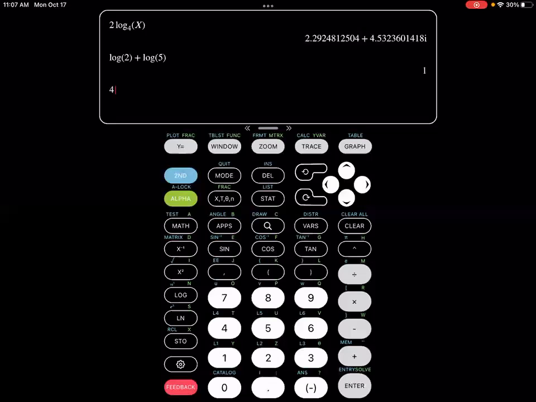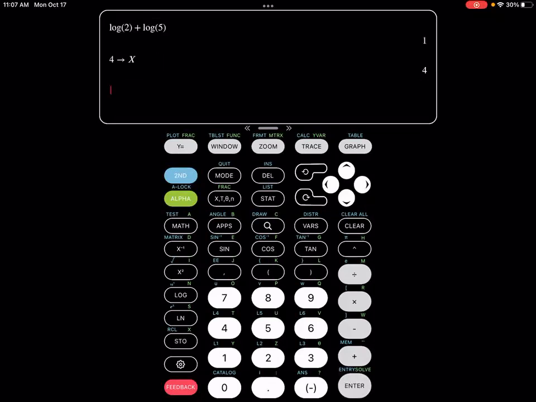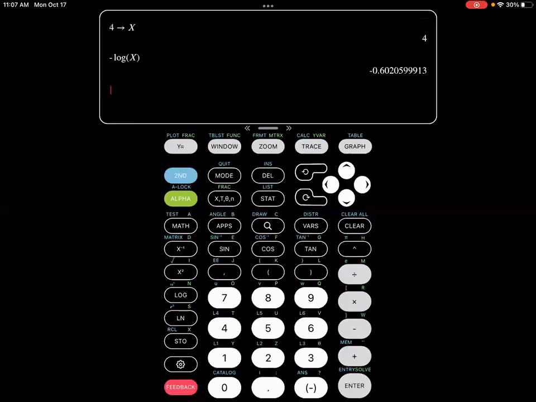So I'm going to store x as 4. That's STO x. On the right-hand side, that's negative log x, right? So negative. So you use the opposite key. Don't use the minus key. It won't work. So negative log x. That's my answer.